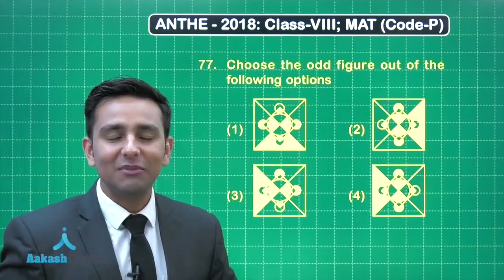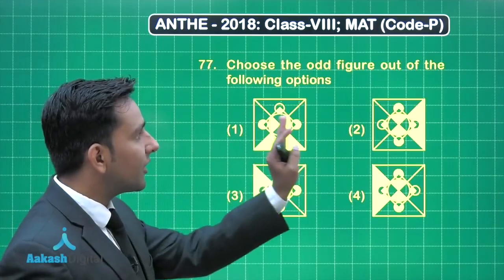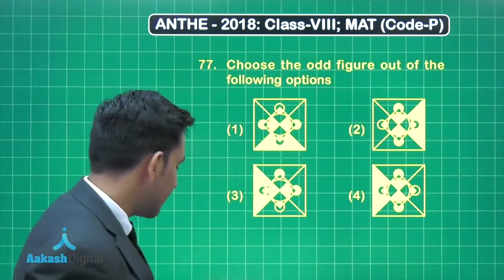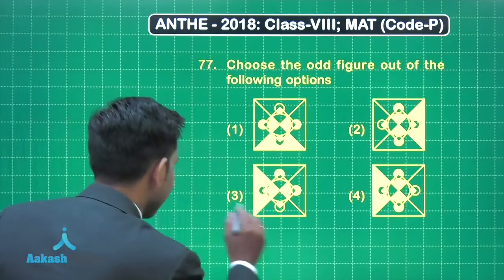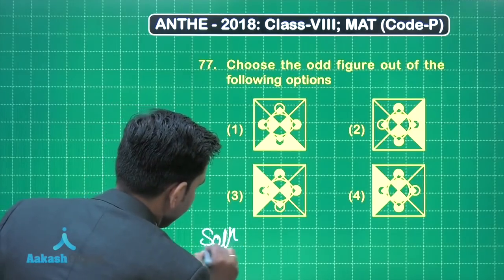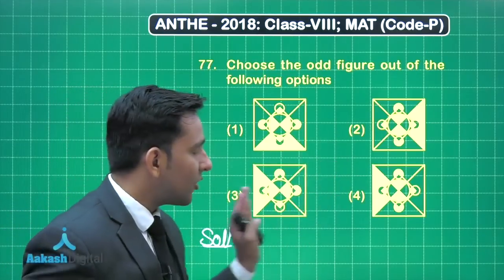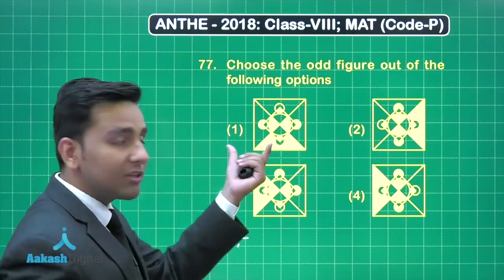Now let's solve question number 77. This question states, choose the odd figure out of the following options. So you can solve this question. First, you can see that here we have the options figure. So start with the very first option.